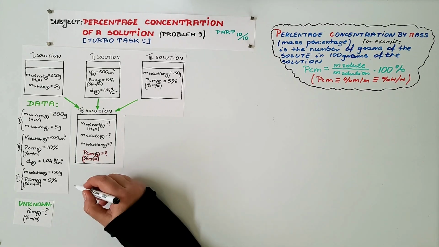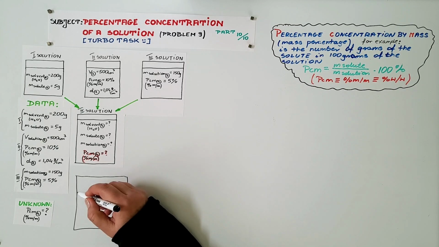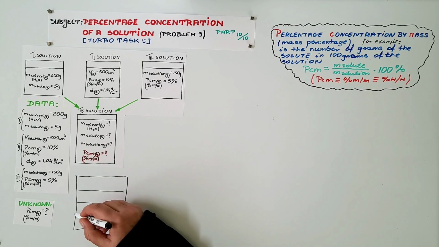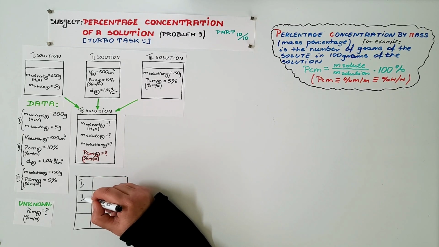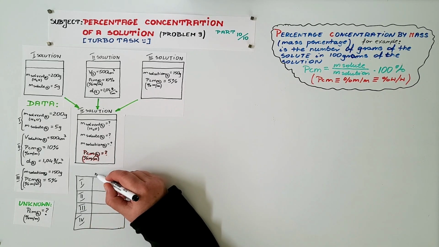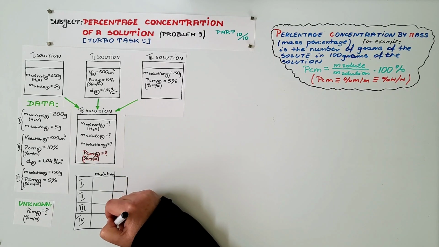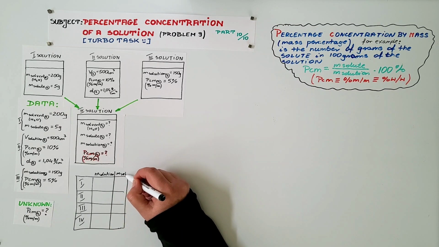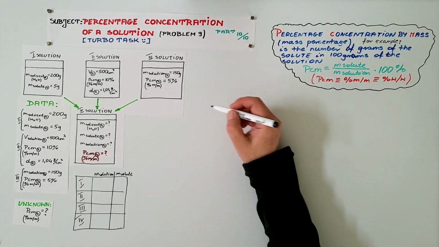So in our chart, four solutions. First solution, second solution, third, and final. So fourth solution. Mass of solution. And mass of solute. So let's start. First solution.